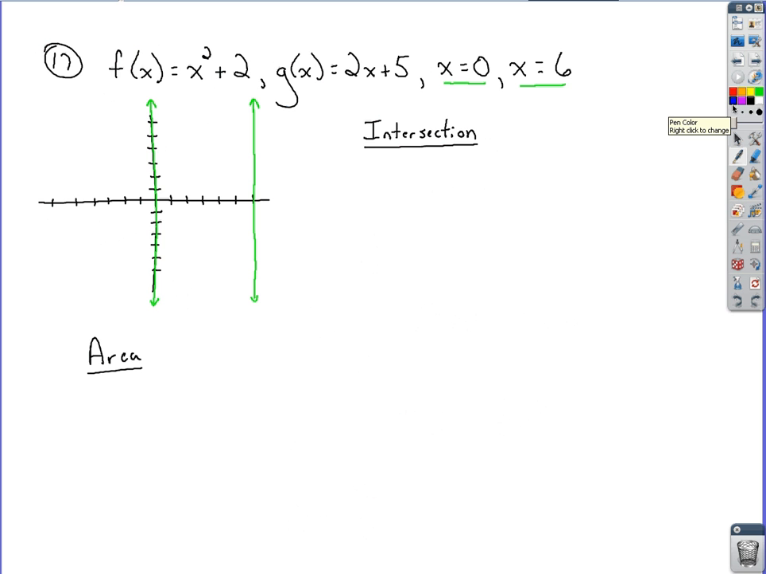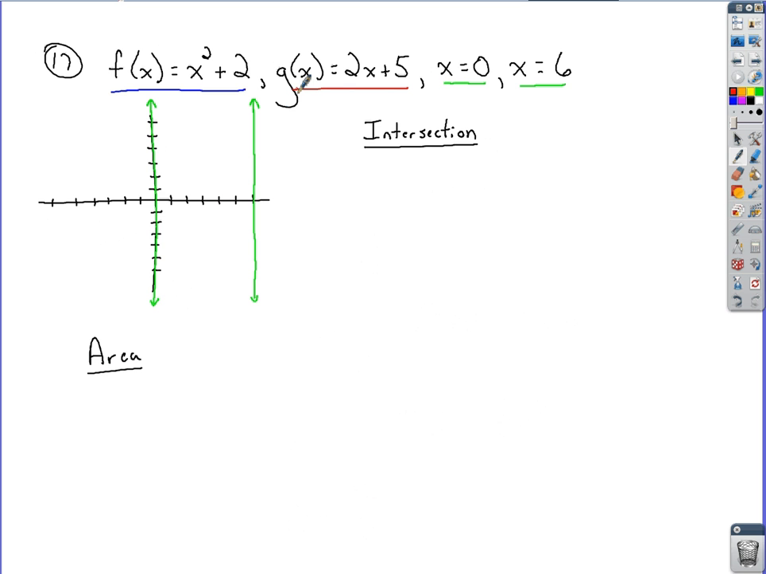All right, so we got another one here, trying to find the area between two curves. We've got another quadratic. Got another linear function. And then we've got what appears to be an interval to work with, a couple of vertical lines we can draw in, x equals 0 and x equals 6, so I've already put those in.